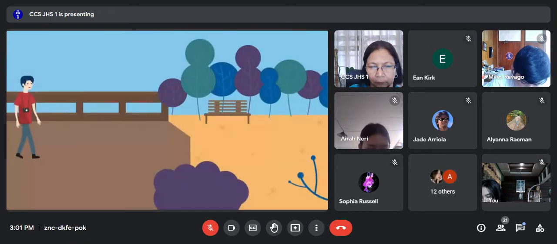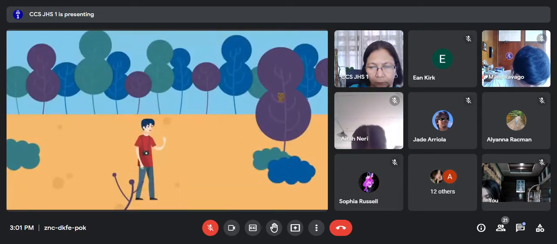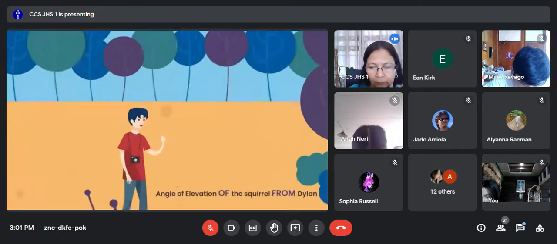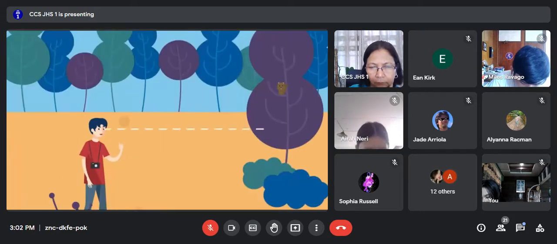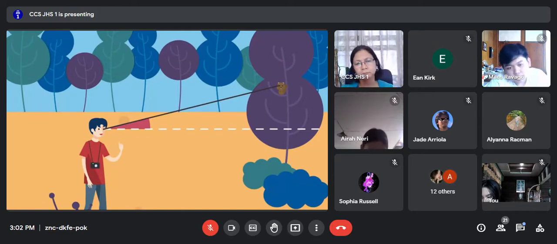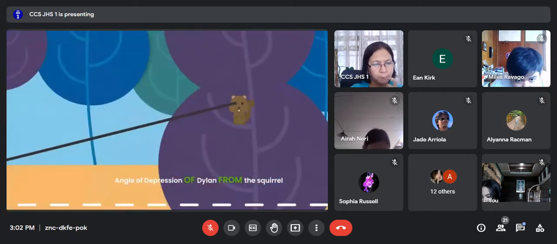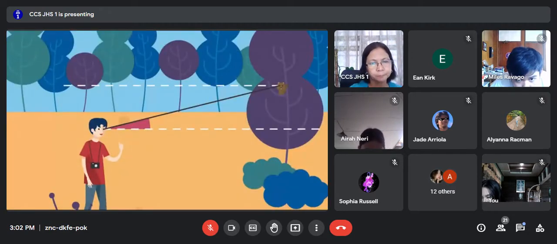Adding on, is there any relationship between these two angles? Let's continue following Dylan to find out. Dylan sees a squirrel on the tree. There is an angle of elevation of the squirrel from him here. Let's draw the horizontal and line of sight. Can you identify it? It is here. Interestingly, the squirrel looks back at Dylan. There is an angle of depression of Dylan from the squirrel. Let's draw the horizontal and line of sight. Can you see it? It is here. Since both horizontals are parallel and are cut by the same line, these two angles are equal.